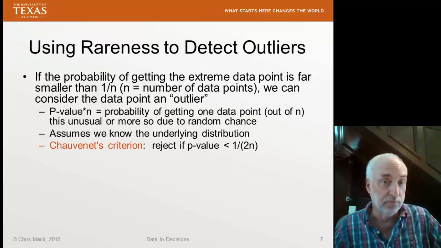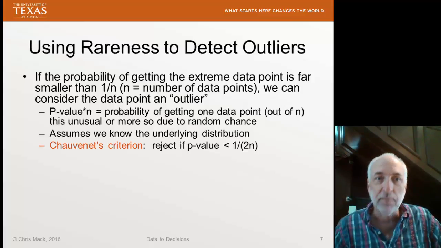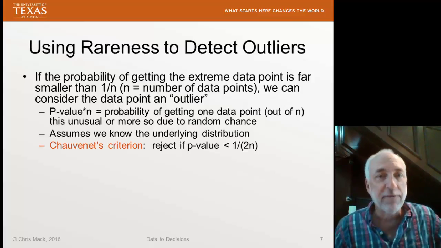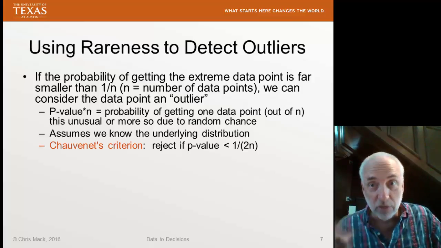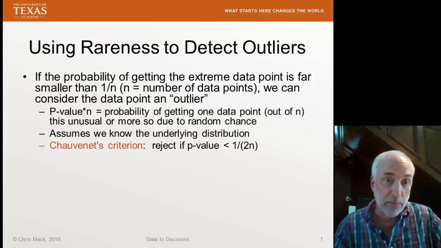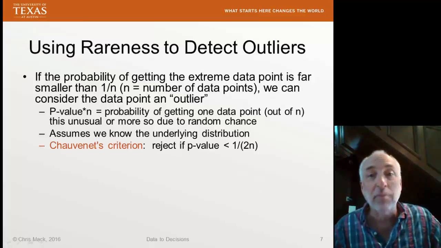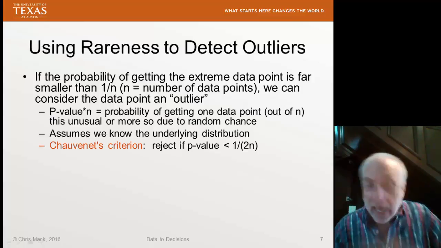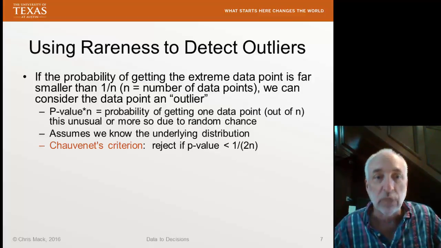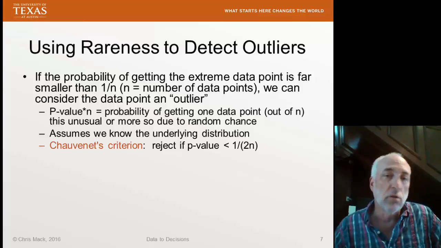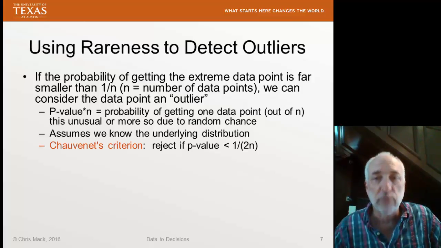point is an outlier. Another way of thinking about it is if I take the p-value of the most extreme data point in my data set and multiply it by n, the number of data points in my data set, that is the probability of getting 1 data point out of the total n that is this unusual or more unusual just due to random chance.